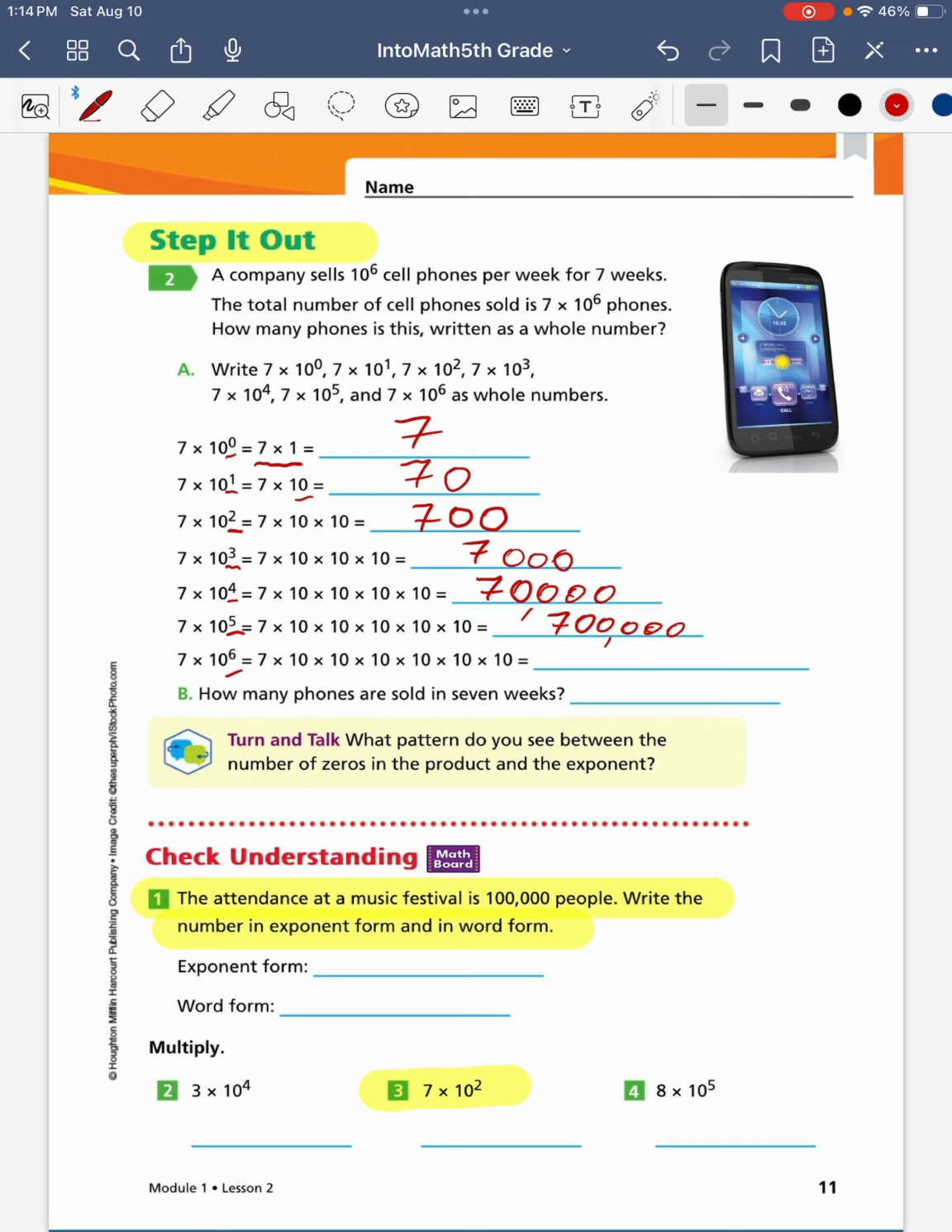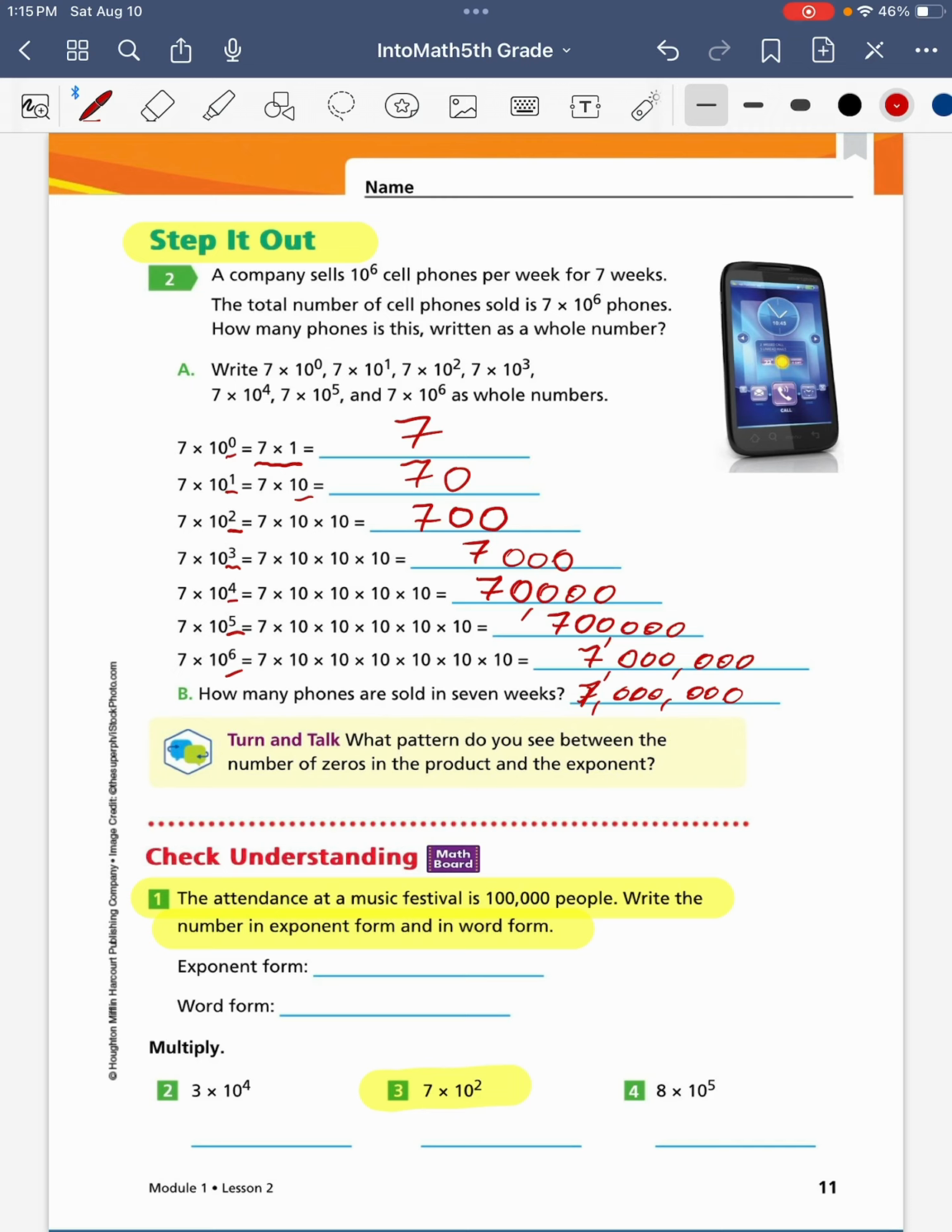Lastly, 7 times 10 to the 6th power tells me that I have 6 zeros preceded by a 7. This answers question B and our overall problem, that the total number of cell phones sold over the course of 7 weeks is 7 million cell phones.